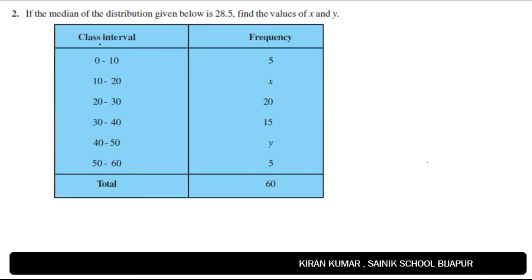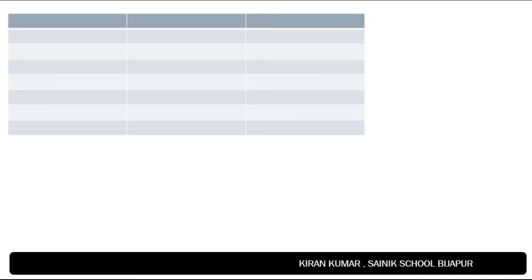Second question: if the median of the distribution given below is 28.5, find the values of x and y. Here we need to find out the cumulative frequency. From there we have to find the value of x and y. Let's make a table for that. I'll mention the class interval and the frequency. I'll find out their respective cumulative frequency.